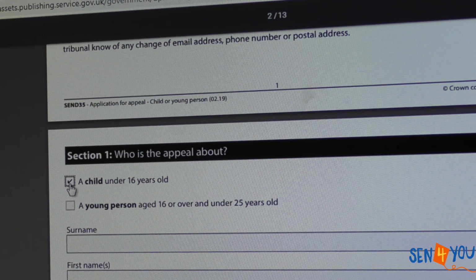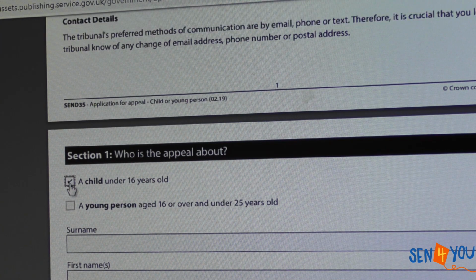The only difference is, if it was a young person, then the young person can obviously bring the appeal in their own right, and subject to their mental capacity, they don't need their parents' permission to bring the appeal, and the parents don't actually even need to be involved. So let's put in the surname.